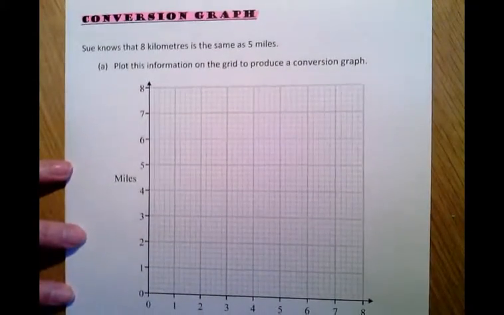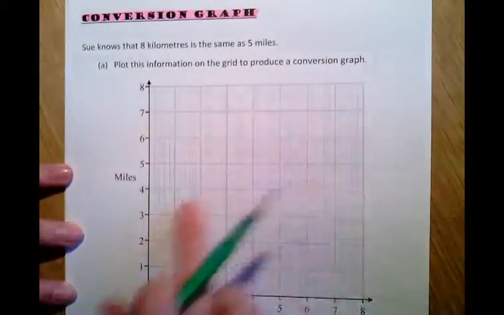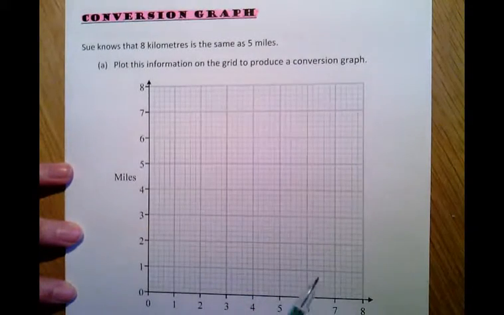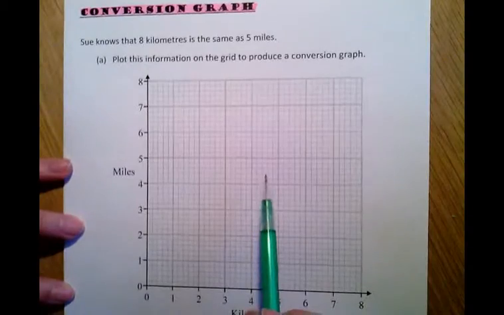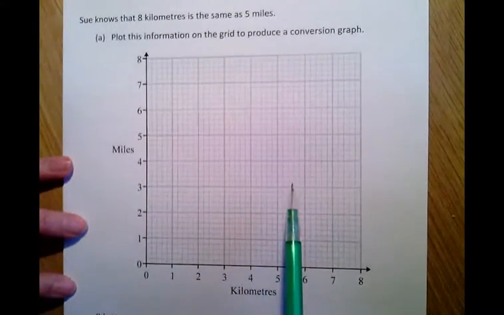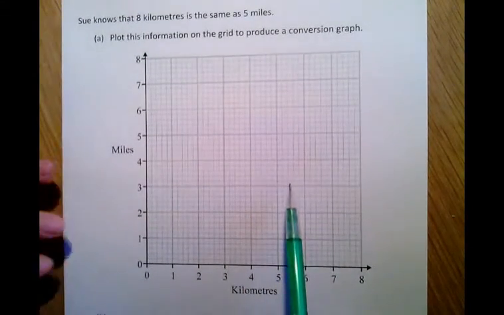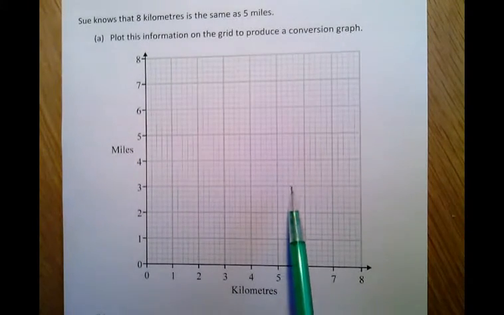So this one is to do with miles and kilometres, but the graph isn't actually drawn for you. They want you to draw it. So Sue knows that 8 kilometres is the same as 5 miles, and knowing just 1 point is actually enough for you to draw the whole graph, because it's just going to be a straight line graph.